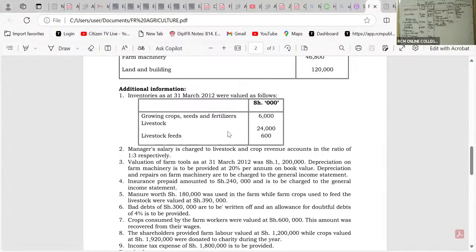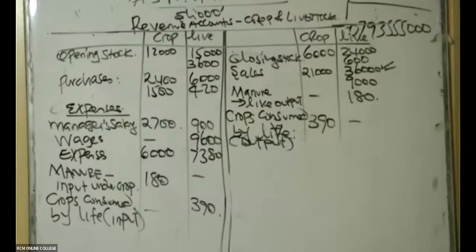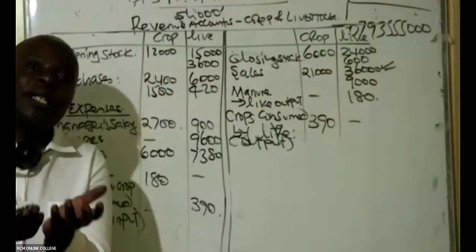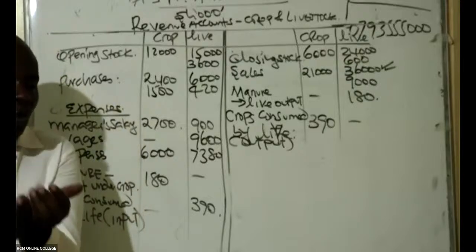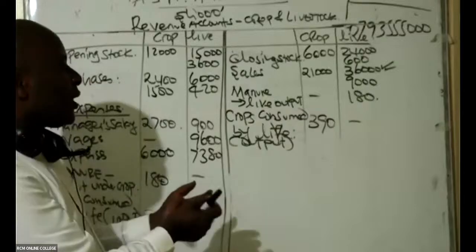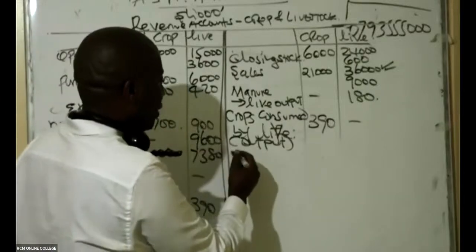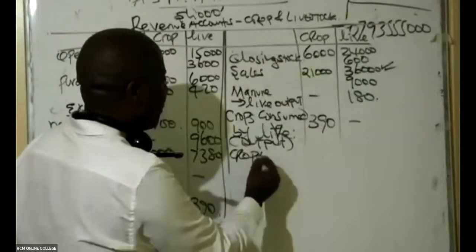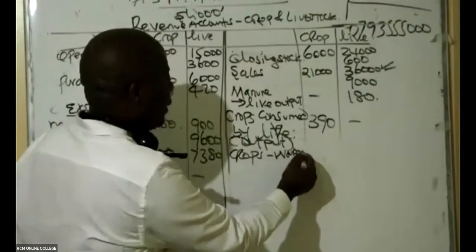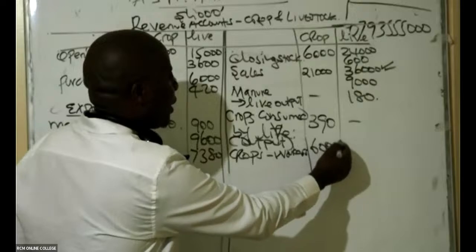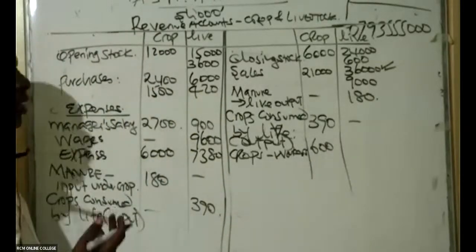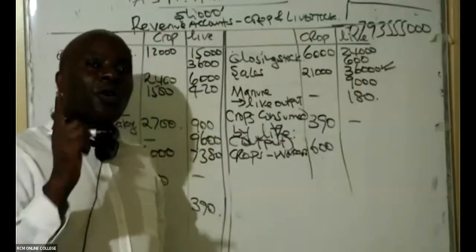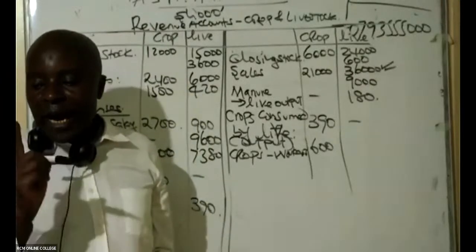What we do, there is nothing for free. What we do, ladies and gentlemen, these crops worth 600 were given to the workers. How do we do it? We're going to assume a sale here. So in this case, we have crops to workers. They are worth 600,000. And then we are being told that these workers took these crops as part of their wages.